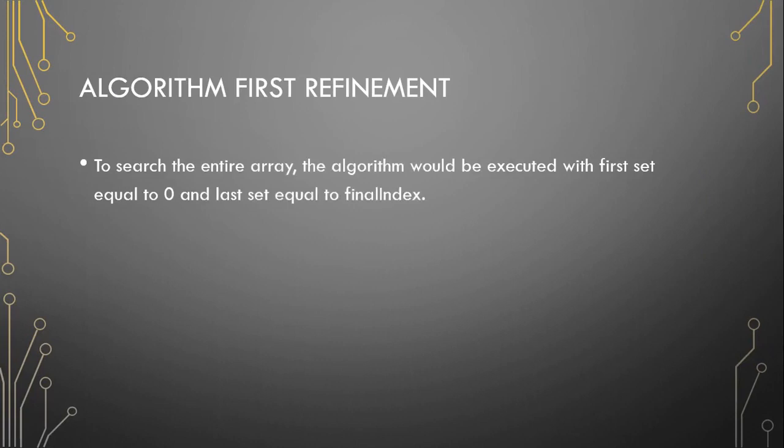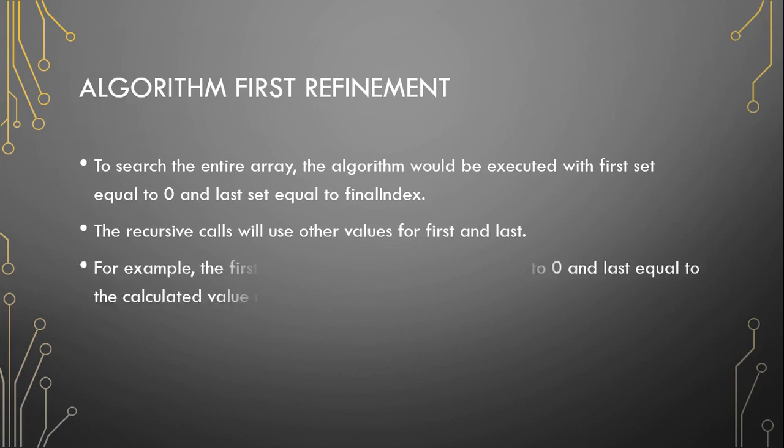All right, so to search the entire array, the algorithm will be executed with the first set equal to 0 and the last set equal to final index. The recursive calls will then use other values for first and last because we're not hard coding them in, saying, hey, look at 0, hey, look at the last. Instead we're saying, hey, look at the first or look at the last. It makes it a little bit more concise for what we need. So for example, the first recursive call would set first equal to 0 and last equal to the calculated value, mid minus 1.